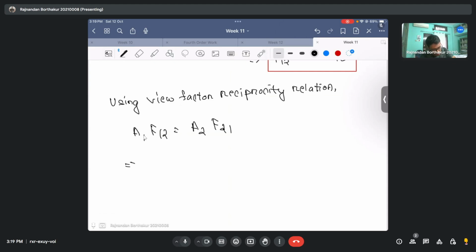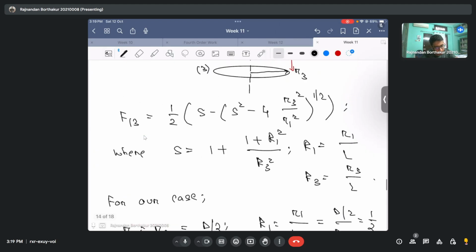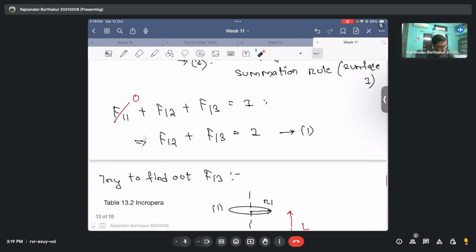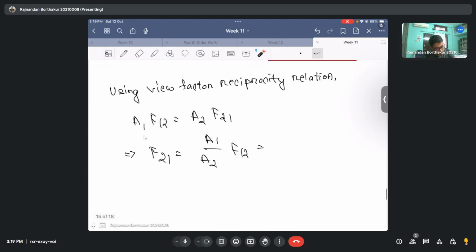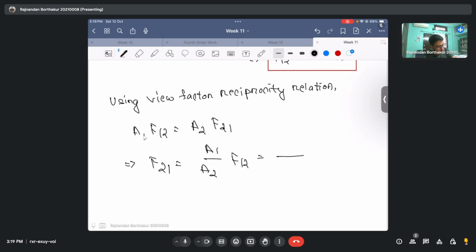This means that my F21 is nothing but A1 by A2 into F12, where A1 is basically this area, which is equal to pi by 4 d square, and A2 is basically equal to this area, that is the curved surface area, which is pi dl. And L is basically equal to d. So that's simple. It's just the cross-sectional area and the curved surface area of a cylinder. That's all you need to write.